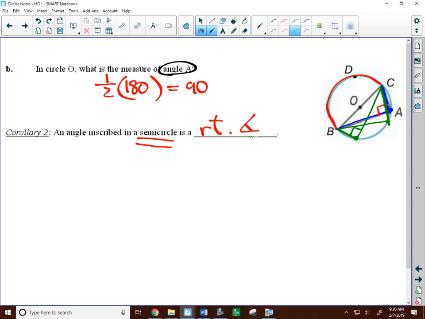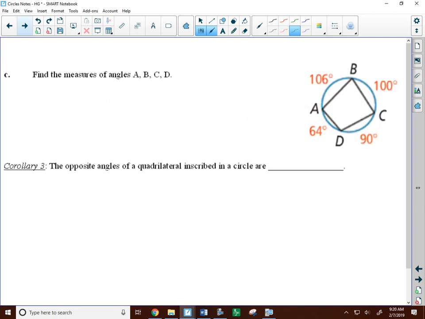That's a good one. One more corollary. This one, I guarantee, will be on the test. They've released several questions on this for the OST, so this will definitely be a question. And it should be, honestly, one of the simpler ones. Find the measures of angles A, B, C, and D. We're going to do that, and it will lead us to a conclusion about some of the angles here. I'm going to do angle A, and then I'll just ask that you finish up with B, C, and D.